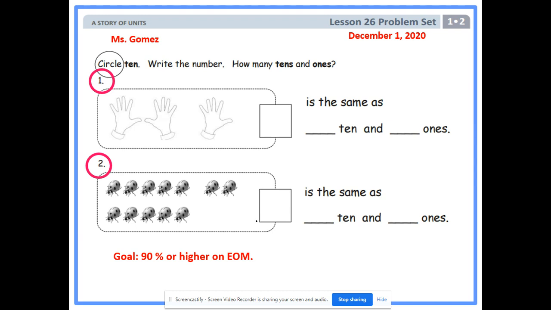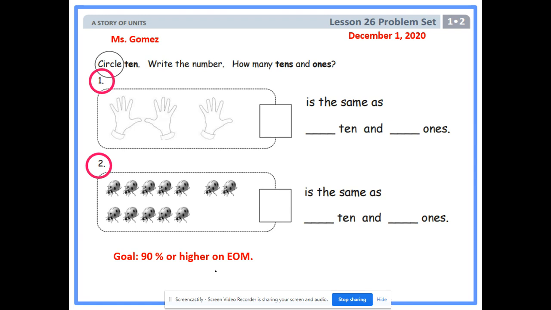Now we get to the fun part, our problem set. Make sure that you find lesson 26 problem set on your math book. Go ahead and find it, write your name, today's date, which is December 1st, 2020, and our goal, which is down here, 90% or higher on end of module. Go ahead and press pause at this time so that you can write your heading and find lesson 26 problem set.